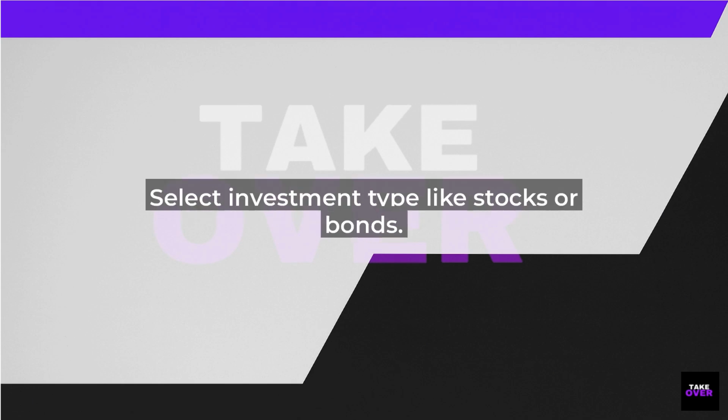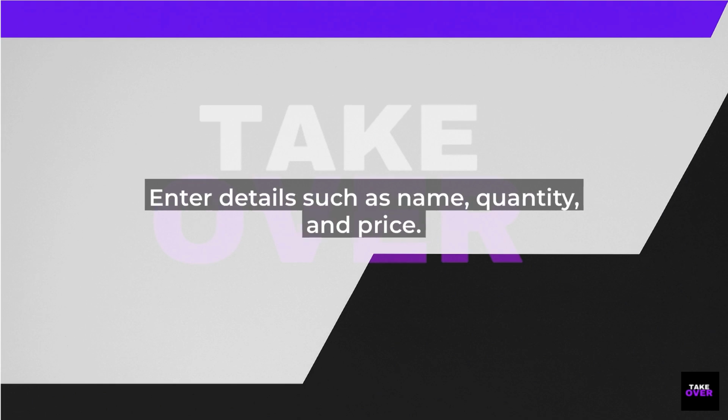Step 3. Fill in the required information. Start by selecting the type of investment. Options might include stocks, bonds, mutual funds, or cryptocurrencies. Then, add the investment name, such as Apple stock or Bitcoin, and enter the quantity, purchase price, and current value if you know it. Don't worry if you don't have all the details. The app often allows you to add or edit later.